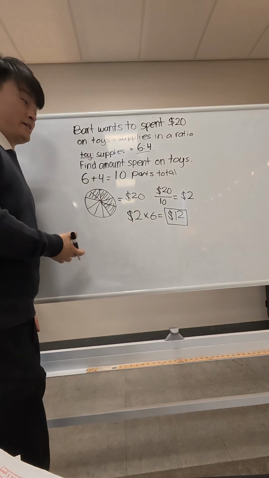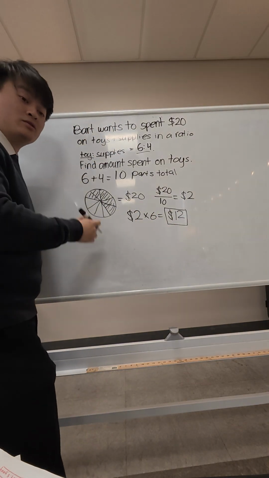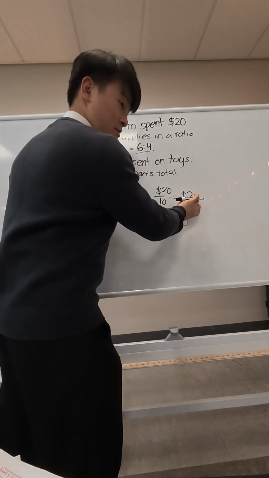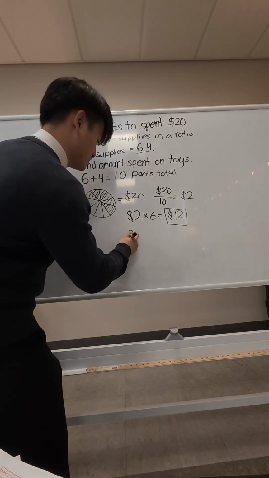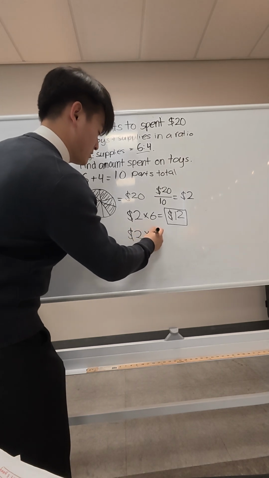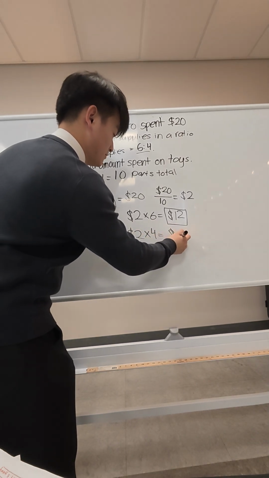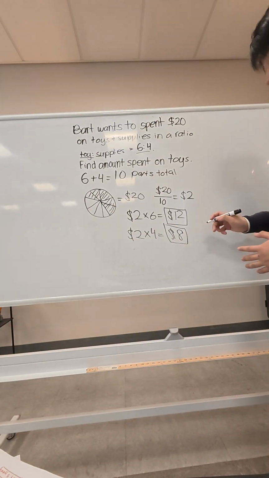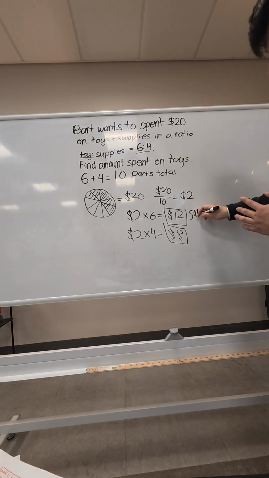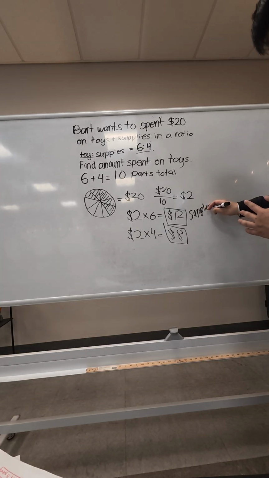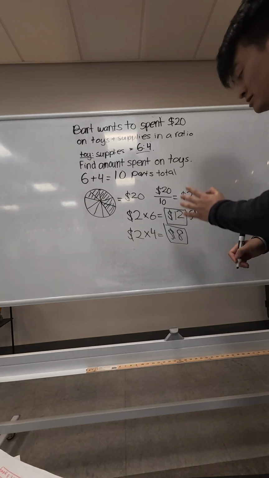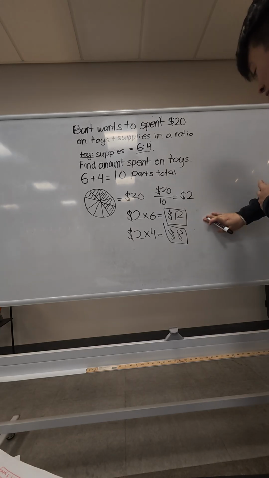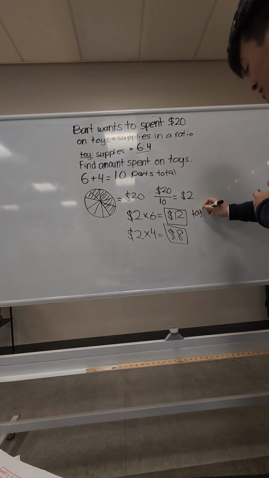Let's say I wanted to find supplies, even though it doesn't even mention it in the problem. I'd still do the same thing. I take how much each slice is worth, the $2, and I multiply it by 4. That gives me a total of $8. So that's how we break the problem apart. You take the ratio, you add up whatever parts there are, and all you have to do is divide it by the total.